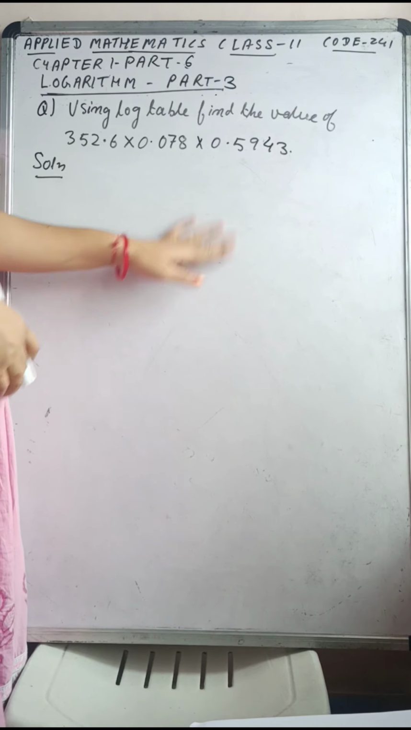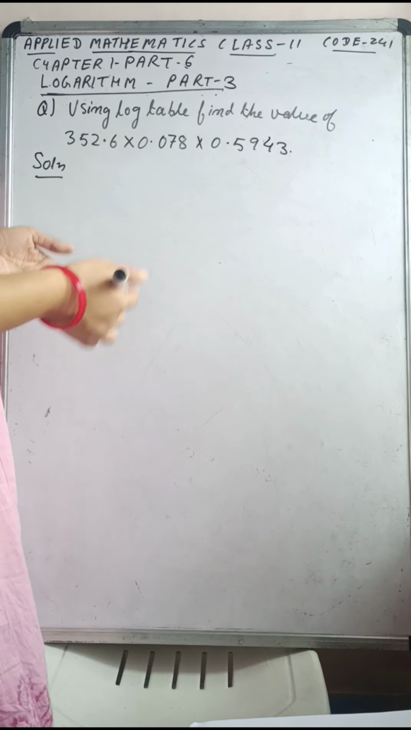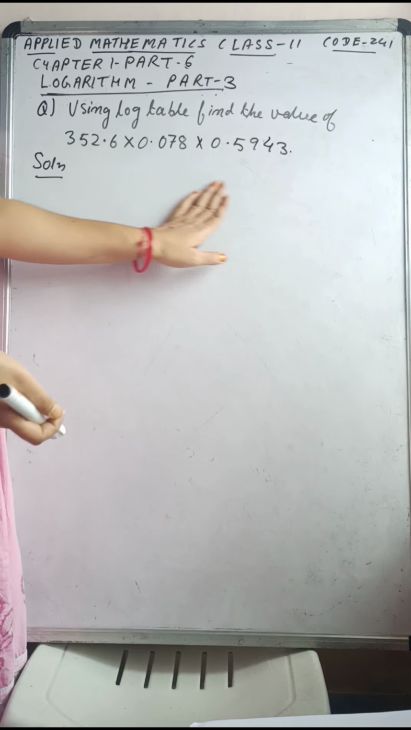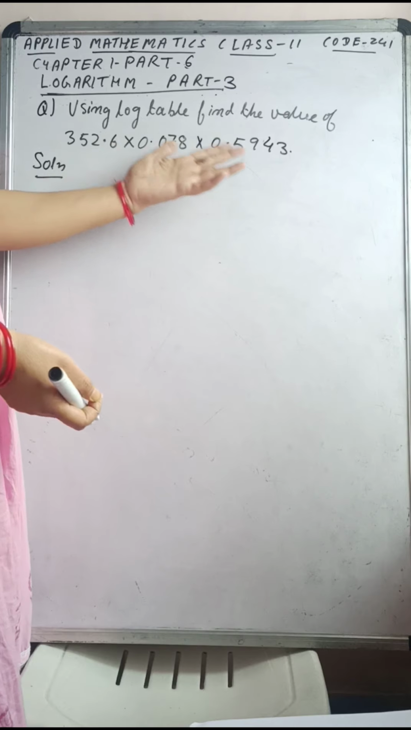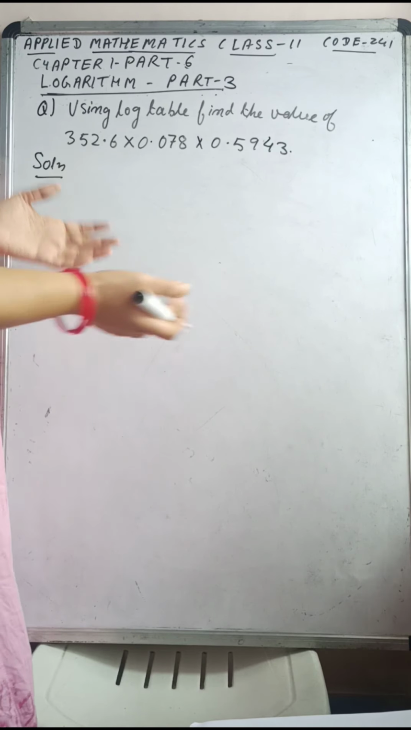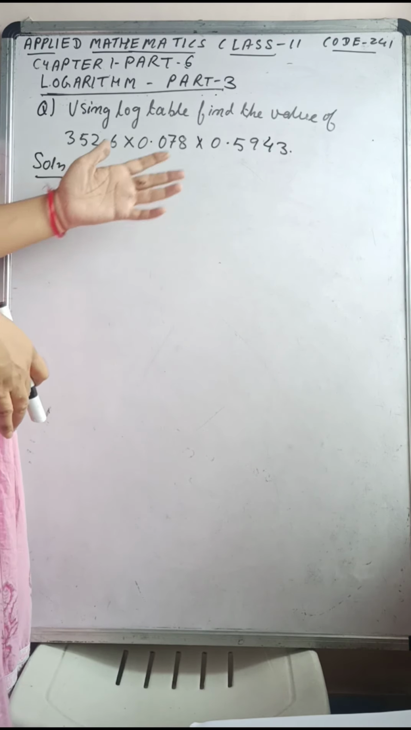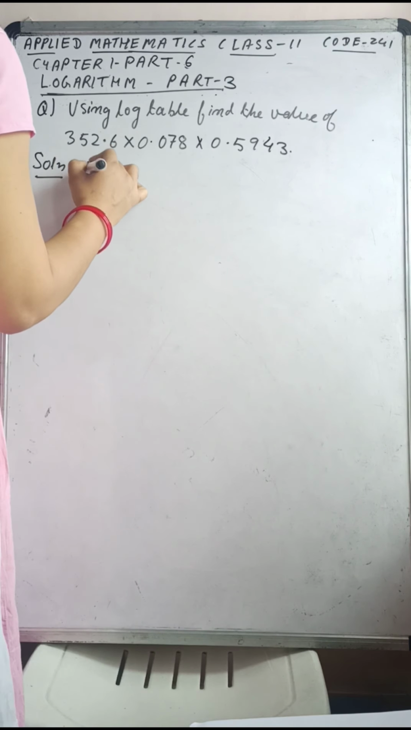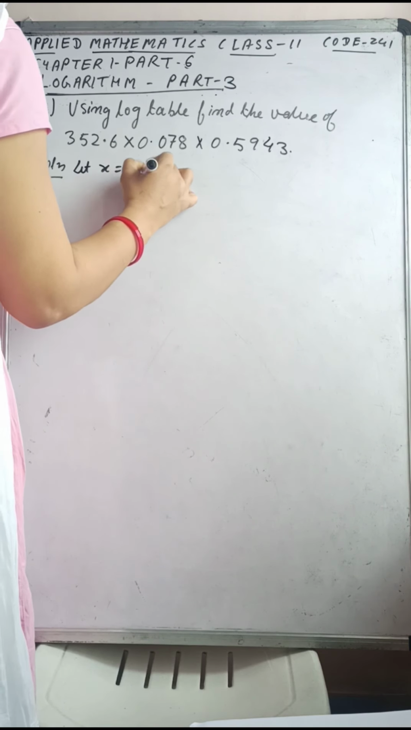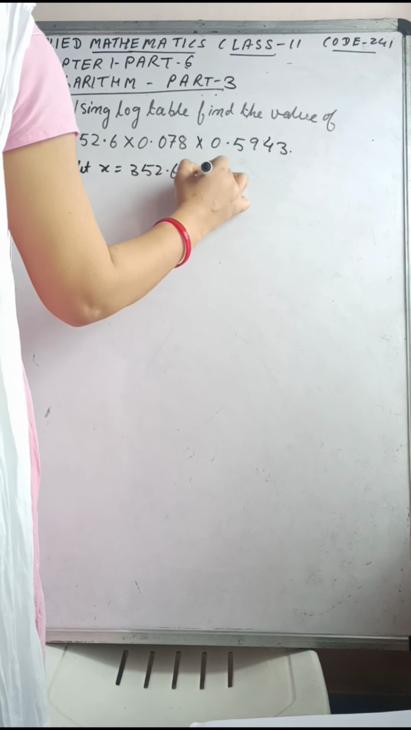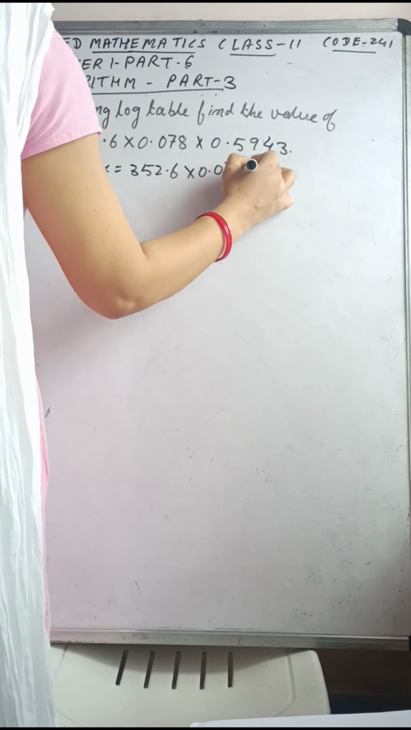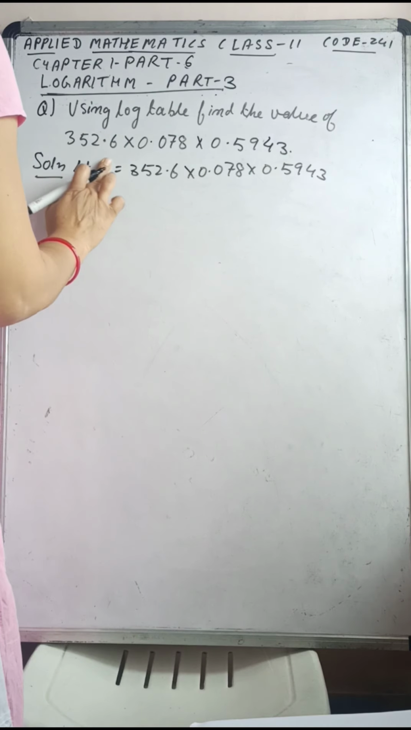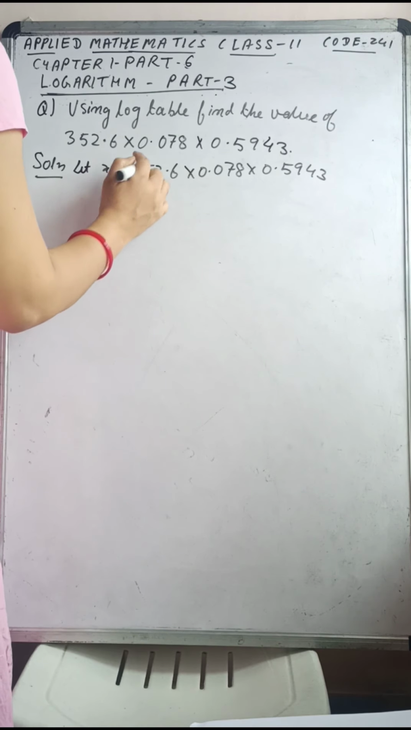Now if this question is given with the help of a calculator or normal multiplication, we can do it obviously. But multiplying a big decimal, this into this, again this into this, will take obviously time. So the log table helps us to calculate it more easily. So let us start. So let x is equal to 352.6 into 0.078 into 0.5943.